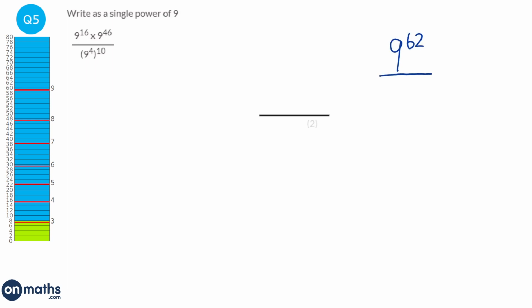And looking at the denominator, well, you've got a power inside and outside the bracket. Whenever you have that, you can just multiply them. So it'd be 9 to the power of 40. Now, whenever you've got a division between two powers of the same base, which we have here, it's 9 to the power of 62 divided by 9 to the power of 40. We just take away the indices. So it'd be 62, take away 40, which will be 9 to the power of 22. So our answer is 9 to the power of 22.